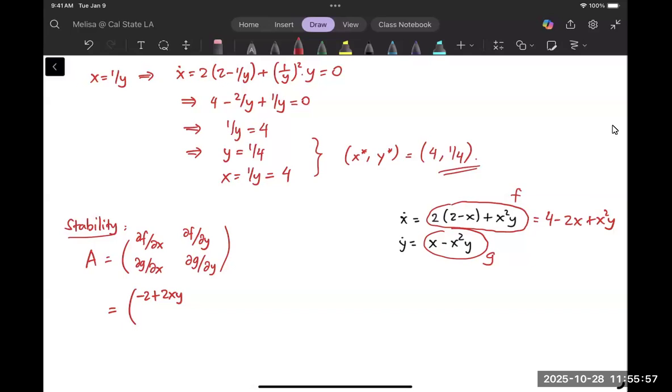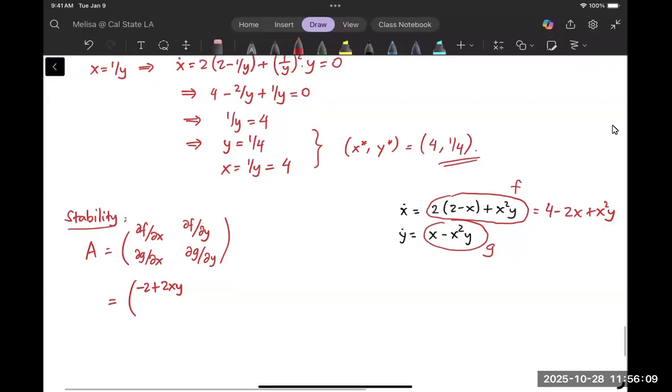Now, what about the partial of f with respect to y? So treat x as constant. It's just x squared. Okay, so now look at g. What is the partial of g with respect to x? 1 minus 2xy. And then the partial of g with respect to y? Minus x squared. All right, so great.